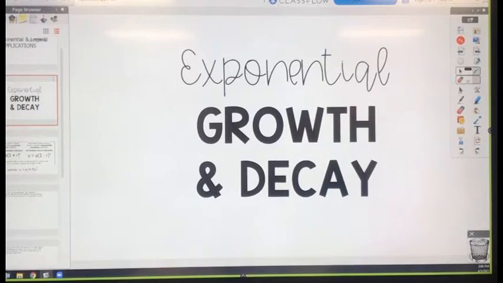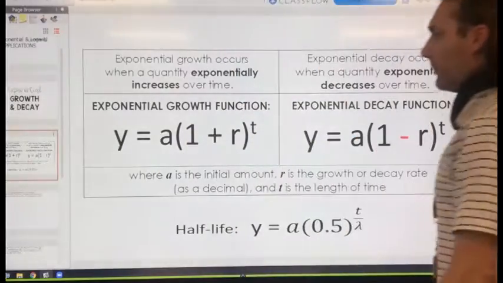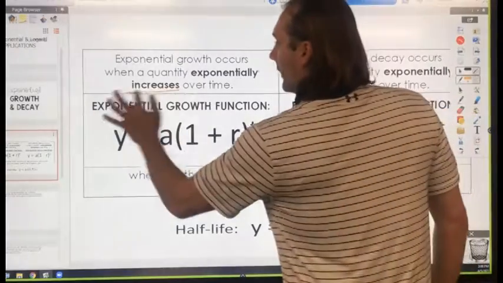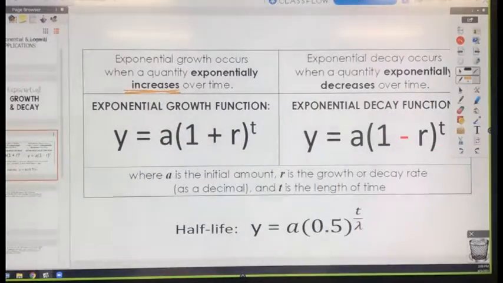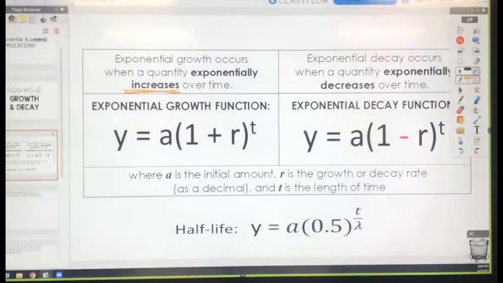For today, let's look at exponential growth and decay. Here are the formulas associated with those. So exponential growth, the keywords you're going to find in the word problems is going to be increases over time. And your formula is y equals a times 1 plus r to the t power.